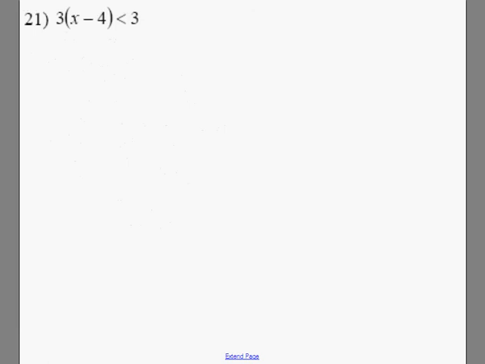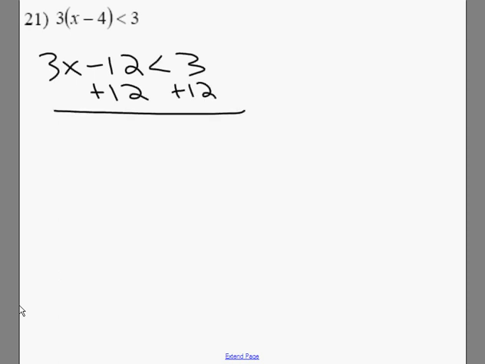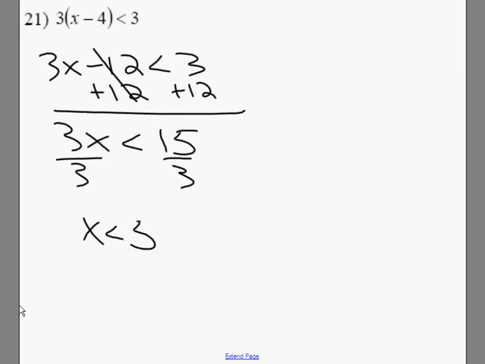With this problem, we're first going to distribute the 3. So we get 3x minus 12 is less than 3. Add the 12 to both sides. We're going to get 3x less than 15. Divide both sides by 3. And we get x is less than 5.